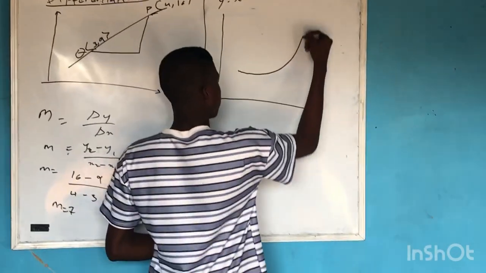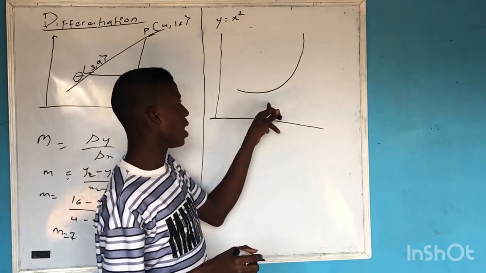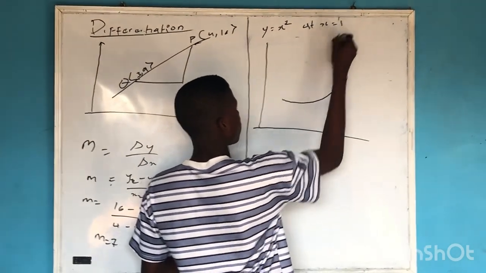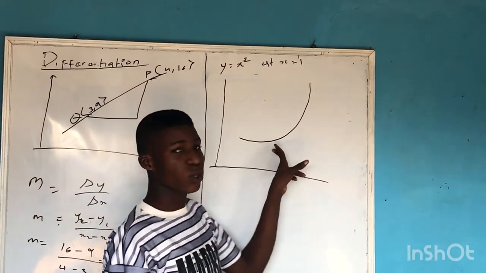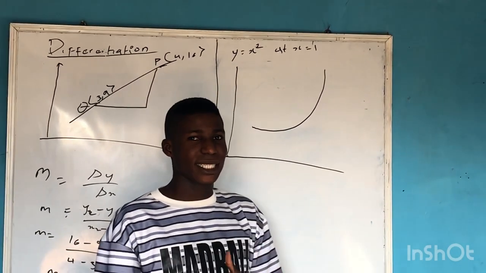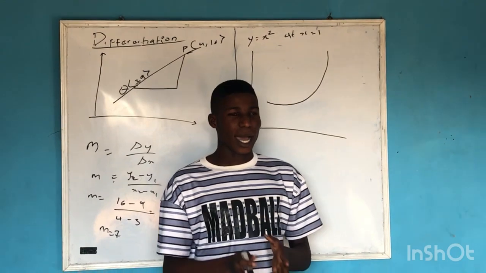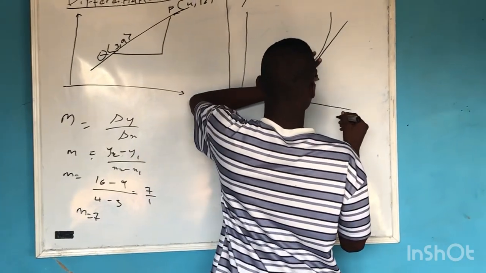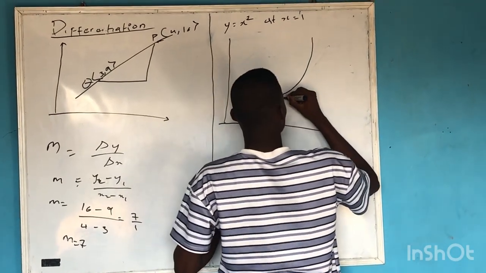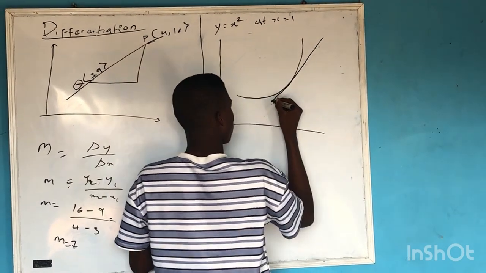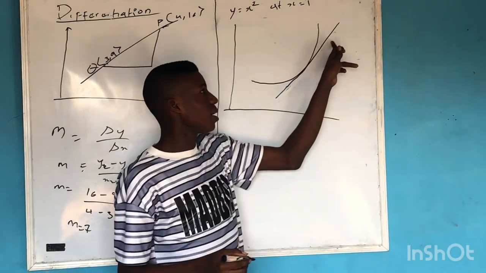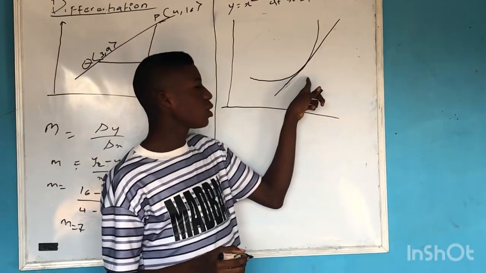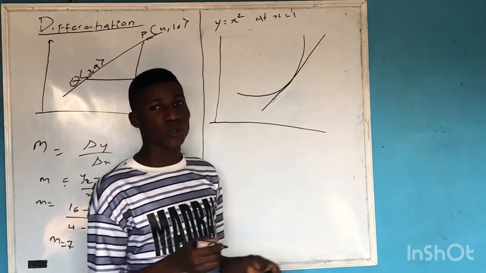for us to look at the pattern, let's say we want the gradient at x is equal to 1. For me to look for the gradient of the tangent of this curve, I know a tangent is a line that just touches the curve at a single point. This line is my tangent. The gradient of the tangent at this curve is very difficult for me to find.